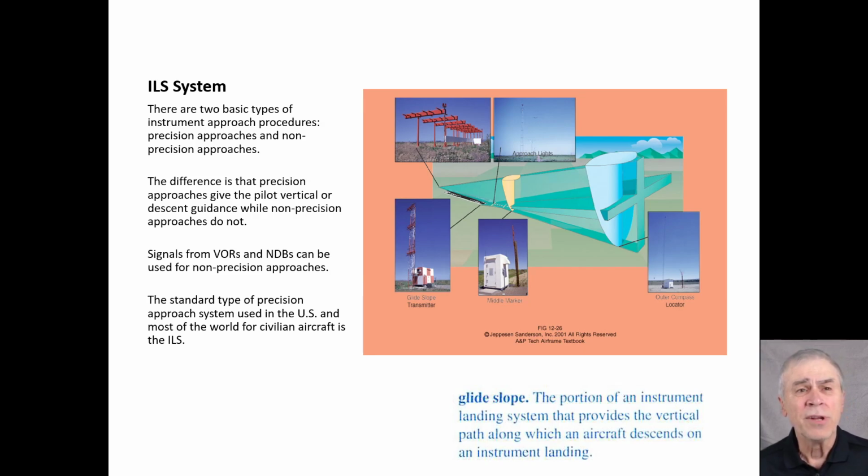Signals from VORs and NDBs, and of course that's our VHF omni-range and non-directional beacons. So those types of signals that you get from the ground, you can actually use in an ILS system. Very similar, but they've also got some additional signals. The standard type of precision approach system used in the U.S. and most of the world for civilian aircraft is the ILS.